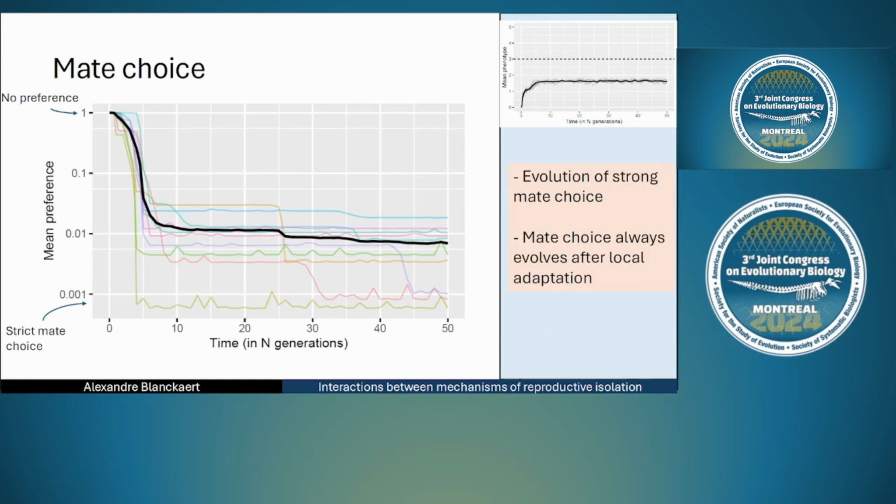And if you compare it to the small inset on the top left, you can see it basically waits until local adaptation has done all the work before mate choice can evolve, because they're using kind of the same cue, meaning that local adaptation is always, in that case, going to precede mate choice in its evolution.